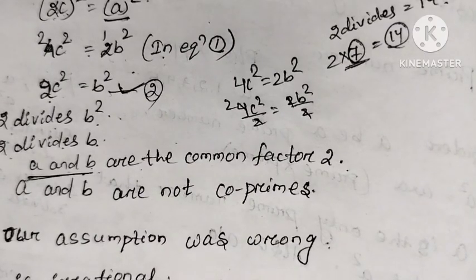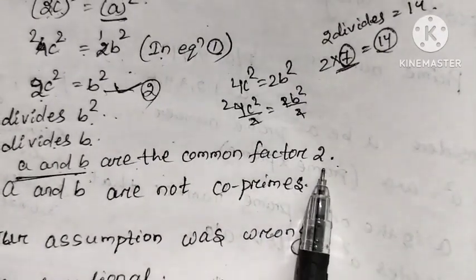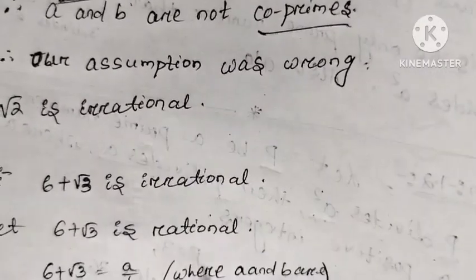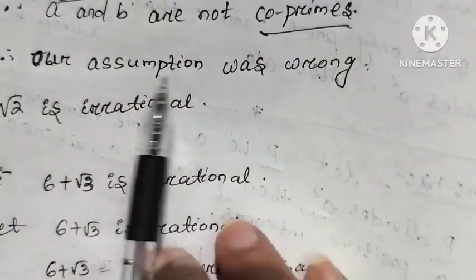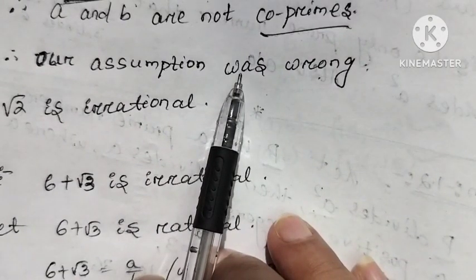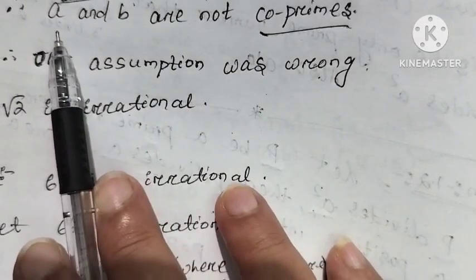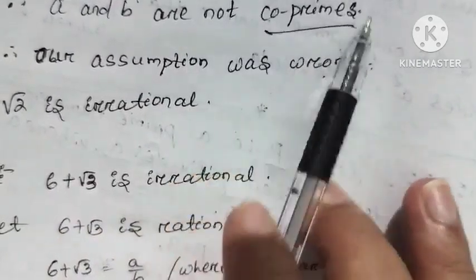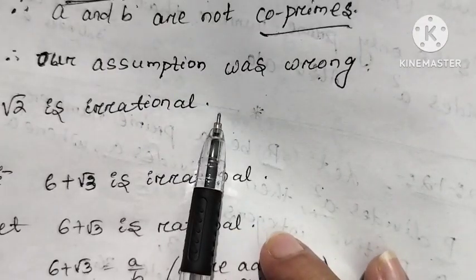That's why a and b, what do you take? a and b are co-prime numbers. But here a and b have a common factor 2, so a and b are not co-prime. That's why our assumption was wrong. The assumption was that root 2 is a rational number. But root 2 is not rational, because a and b are not co-prime. That's why root 2 is irrational.